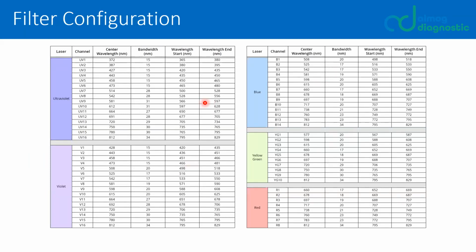Here is a filter configuration. We have overall 64 detectors for the 5-laser Aurora, and each detector has a filter in front of it. The filters have a bandwidth between 15 to 35 nanometers, and it actually captures the emission light between 365 nanometers and up to 830 nanometers.